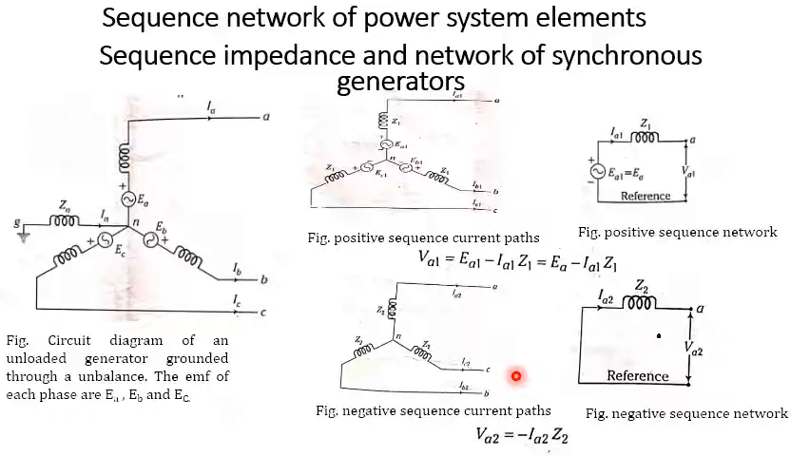Resulting in this negative sequence MMF being alternately presented with the reluctance of the direct and quadrature axis. So these are all the things. There is a lot to understand there. We are not going deep into the concept.